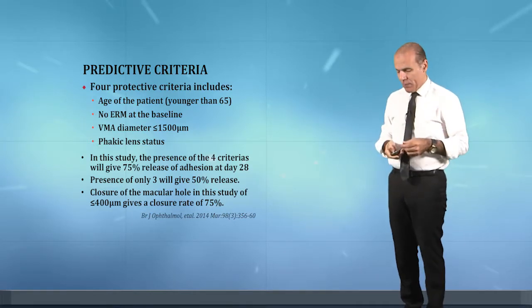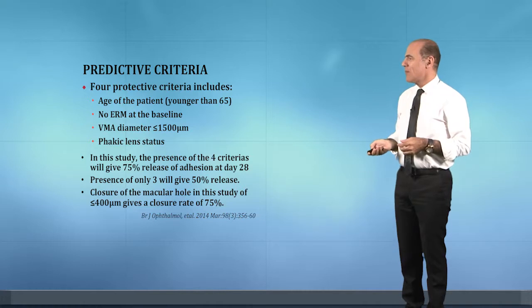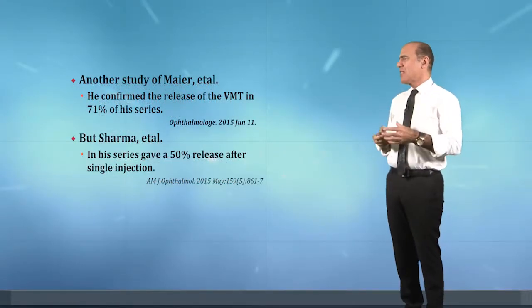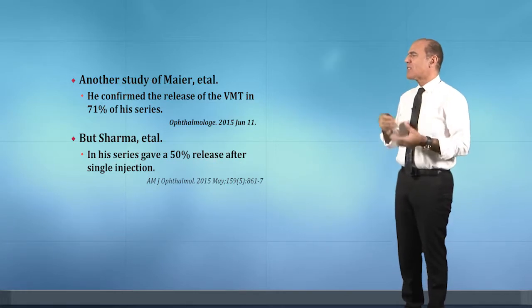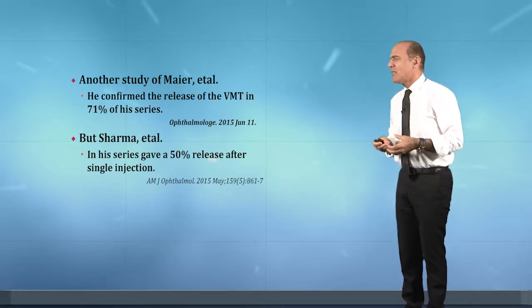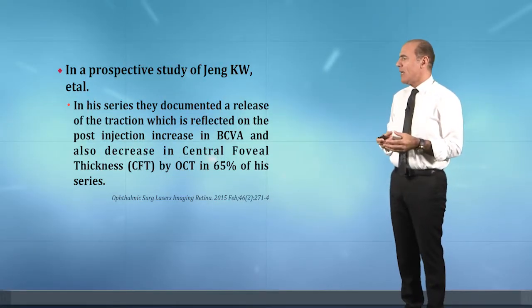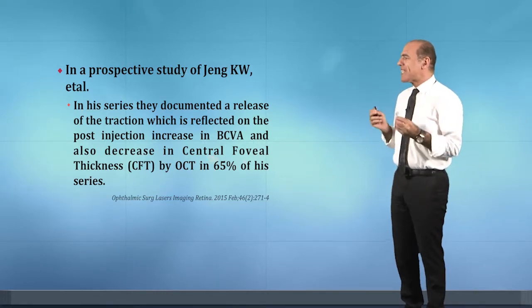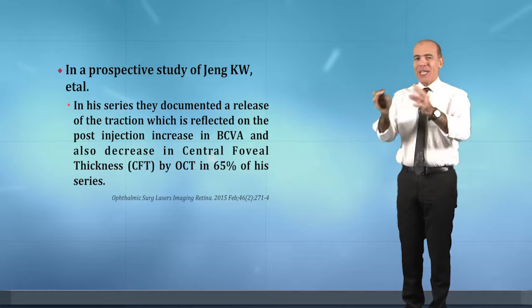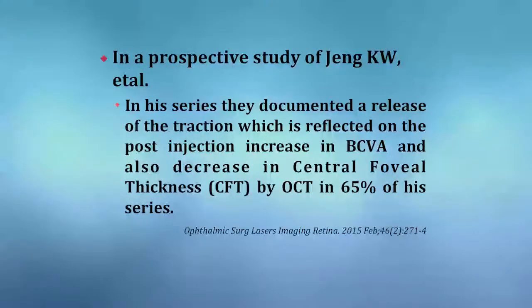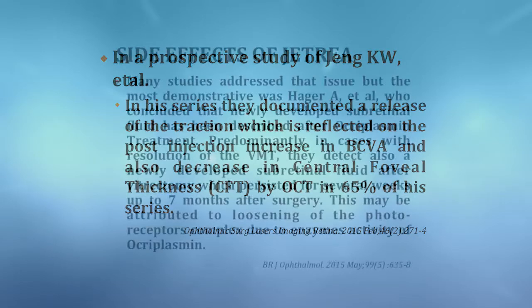And here is a reference for the people who are interested also. Another study of Marine et al. has confirmed the vitreomacular traction release in 71%, but Sharma et al. in his series gave only 50%. It ranges. In a prospective study of Zhang et al. in his series, he documented a release of the traction, which will be reflected in the visual acuity. This is a study that only looked for the anatomical release. Will it improve the vision or not? Yes, this author said that there is improvement in the visual acuity, both separation as well as of the central foveal thickness by the OCT.